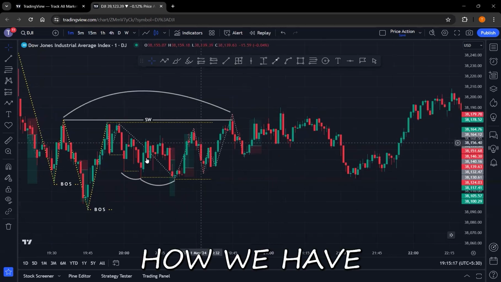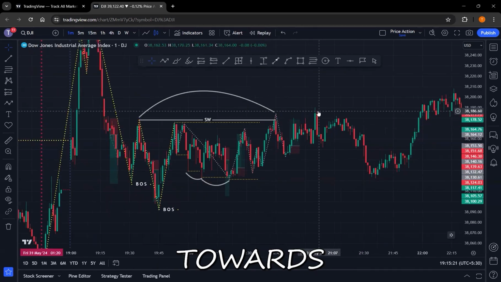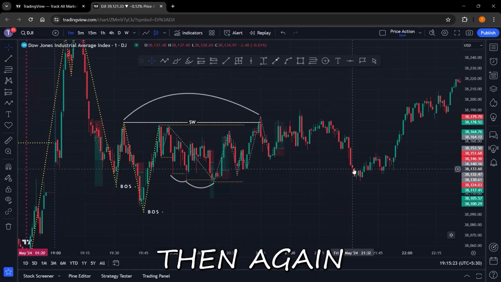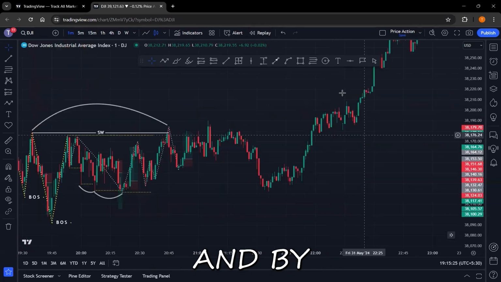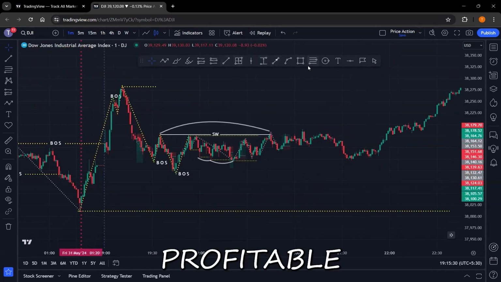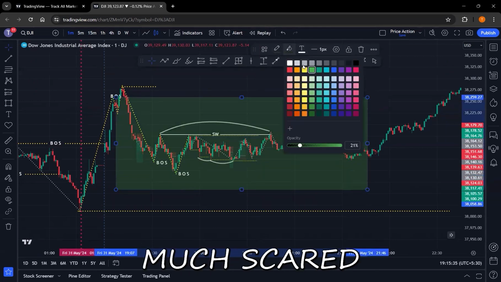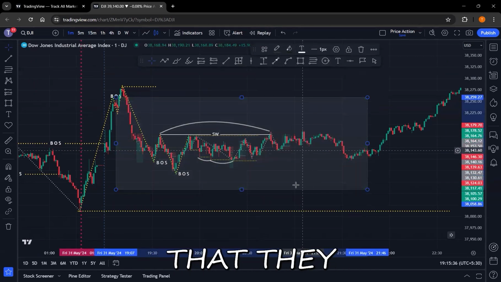Okay guys, so this is how we have taken out the consolidation, and finally the price gave us a breakout and moved towards the upside, continuing the consolidation, then again giving us strength towards the downside and buy side. So what I've done today in this video is that I've told you how to be profitable in such consolidations. Many people are so scared of this kind of consolidation in the market that they are not able to trade.